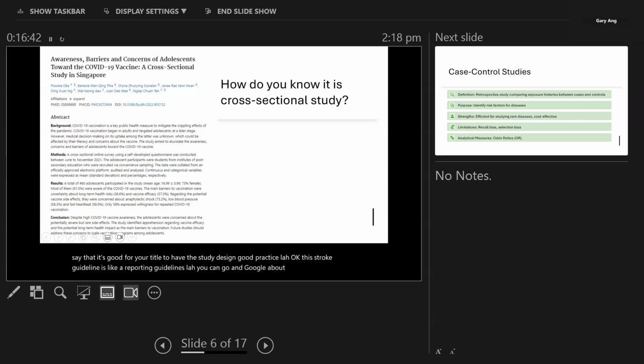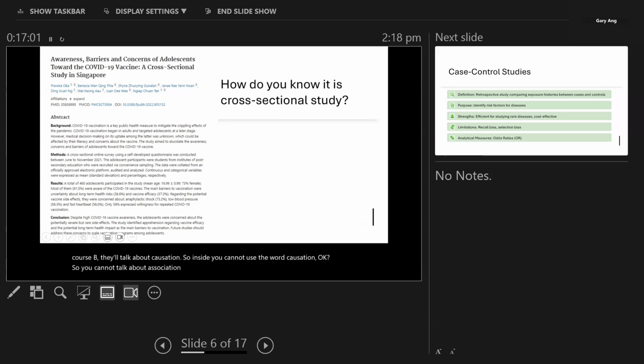Okay, next we go to methods. The methods, again, will tell you whether it's cross-sectional. So cross-sectional, cross-sectional. Okay, then you must be very careful. A lot of people will say A causes B. They talk about causation. So inside, you cannot use the word causation. You can talk about association.